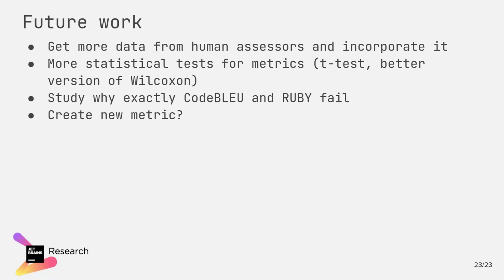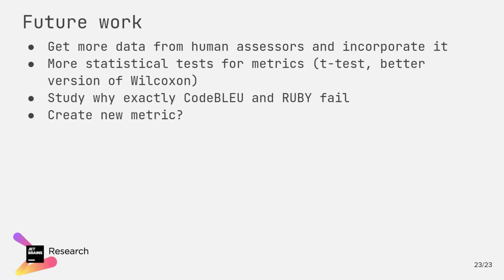And we also want to do the t-test, because in some papers it is claimed that the t-test is more statistically robust than the Wilcoxon. We also want to study why exactly CodeBLEU and Ruby fail. So far we have some anecdotal experience on when Ruby fails and when CodeBLEU fails, but we still want to understand it better, and we want to make some prescription for which pair of reference and snippet makes CodeBLEU fail. And then we want to use this idea to create a new metric.